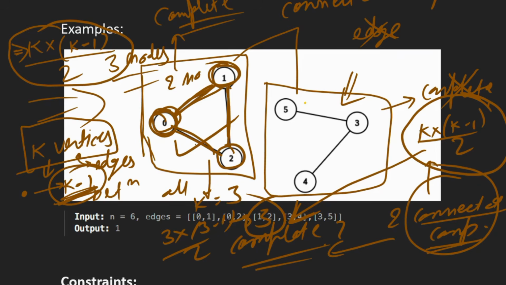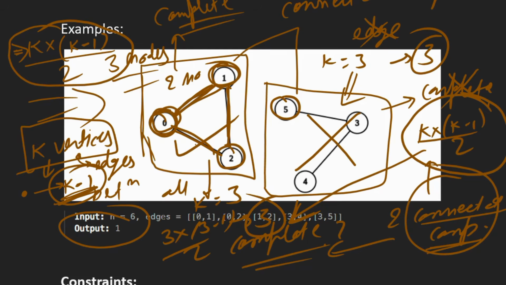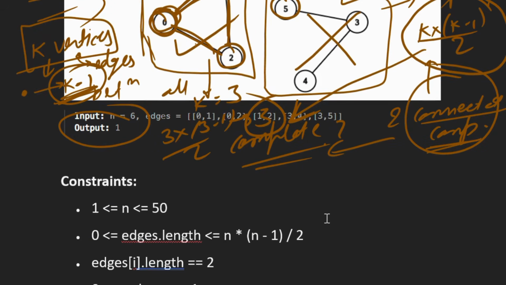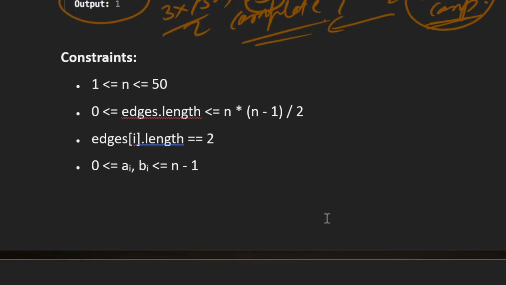Then we'll check for this one. It has 3 vertices, so k is equal to 3 and it should have 3 edges, but here it has only 2 edges, so it is not a complete connected component. So our answer is 1, as there is only one complete connected component.